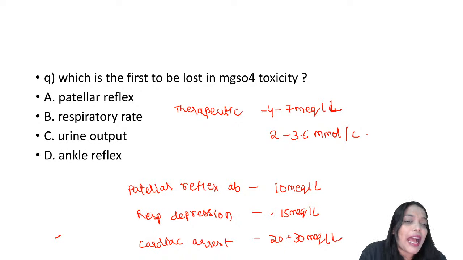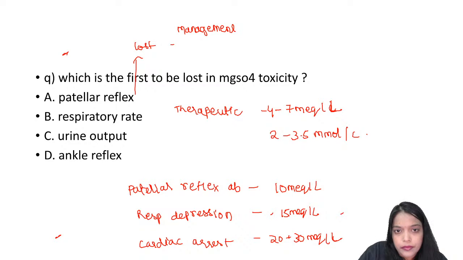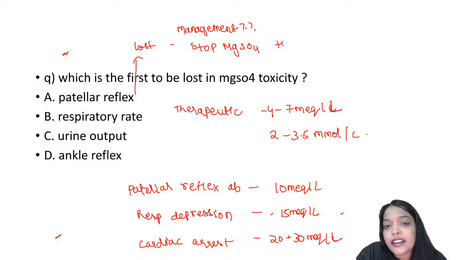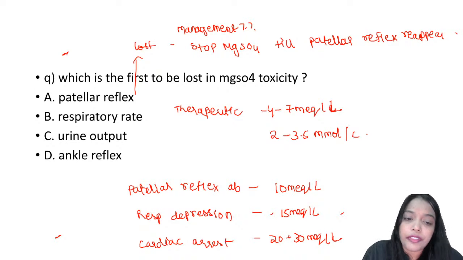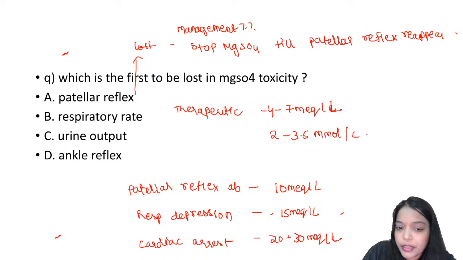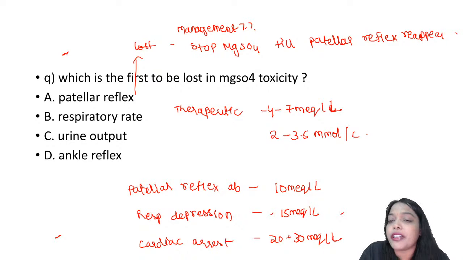Whenever patellar reflex is absent, what is your management? You have to stop the magnesium sulfate till patellar reflex reappears. Respiratory depression, you can also answer as 12 to 15 milliequivalents, and cardiac arrest around 20 to 30 milliequivalents. Whenever patellar reflex is lost, stop the magnesium sulfate till patellar reflex reappears.